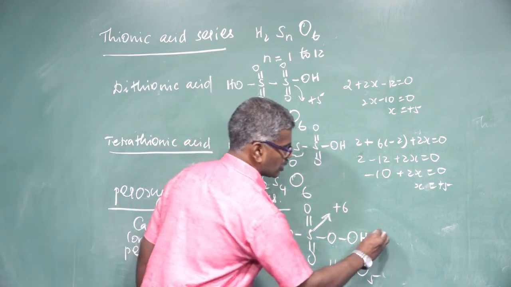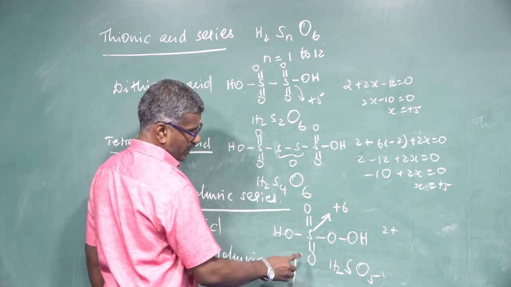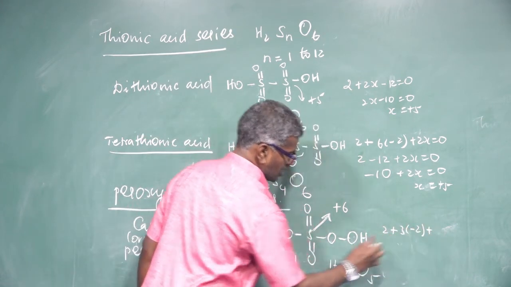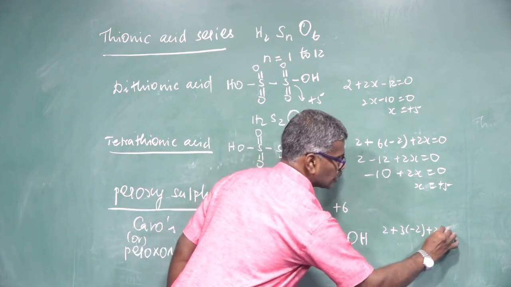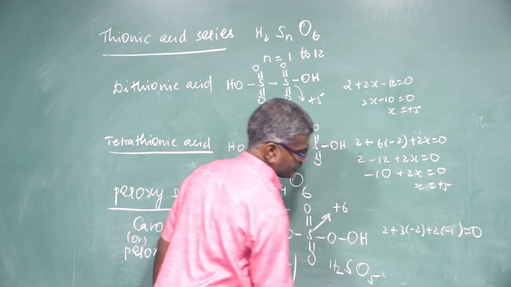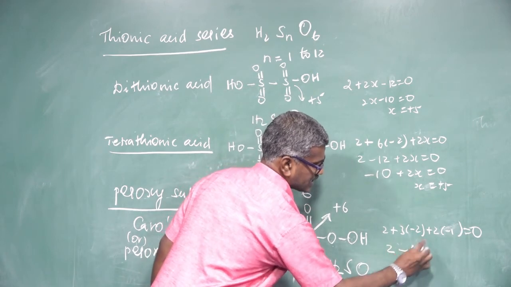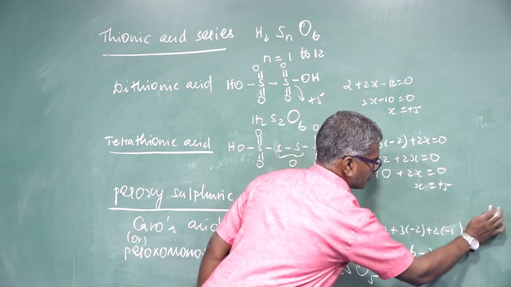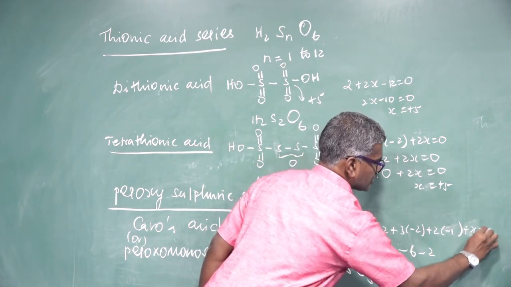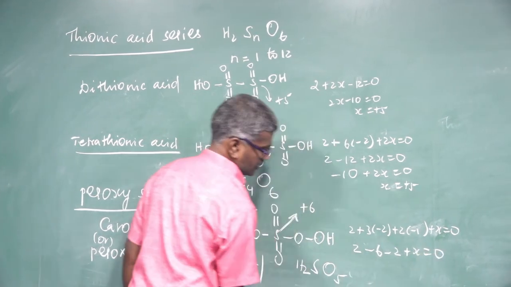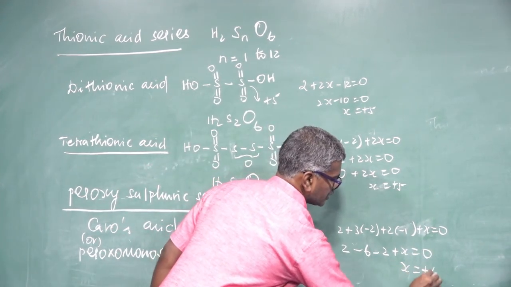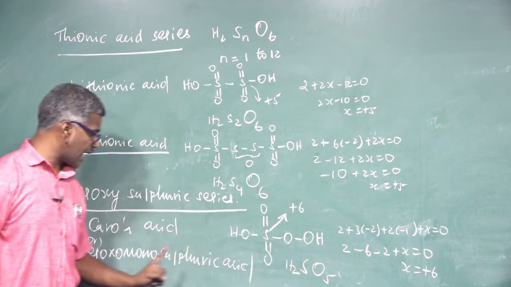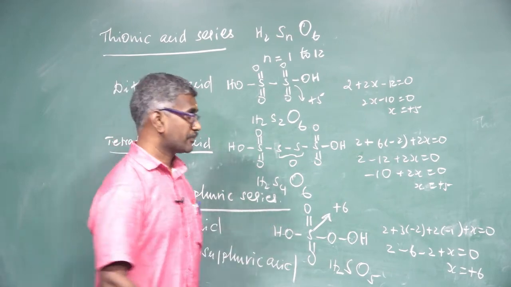That is 2 hydrogen. How many oxygen? 1, 2, 3 oxygen. Common oxygen, peroxide oxygen 2, that is minus 1, equal to 0. 2 minus 6 minus 2, x equal to 0, plus x equal to 0. 2 to cancel, x equal to plus 6. Oxidation state of sulfur in Caro's acid is plus 6.